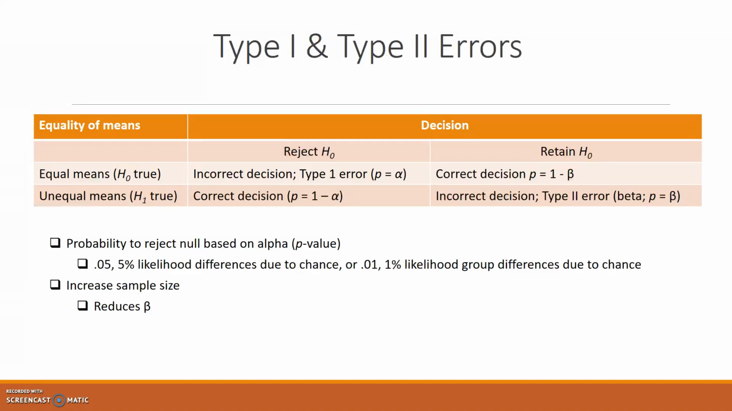What are things that we can do to be mindful of this, and what are practices that we could put in place to help us make the correct decision? The first is our p-values. The p-values are the criteria by which we make decisions about rejecting or accepting the null.